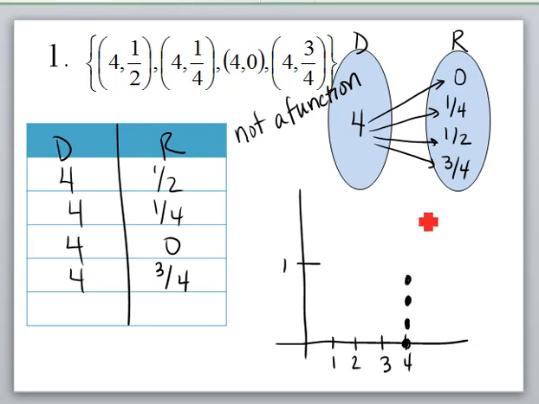Now if I try that vertical line test that I was talking about, drawing those vertical lines, you can see how it has many points. This vertical line has many points that pass through it. So this is another way that you can say that it's not a function.